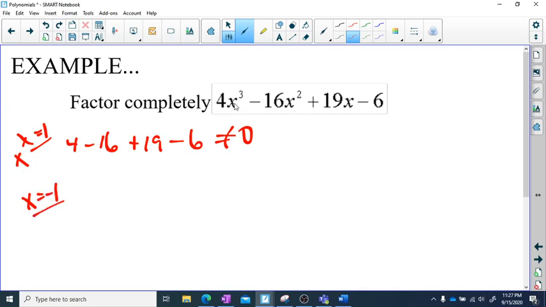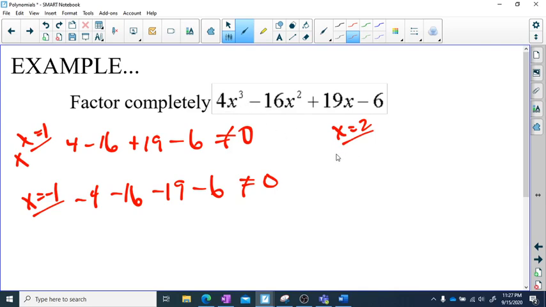Negative 1 cubed is negative 1, times 4 is negative 4. That's positive 1 times negative 16, that's minus 16. That's minus 19. Minus 6. Well, there's no way that's equal to 0. It's a bunch of negatives, so that's no good. Let's try 2.